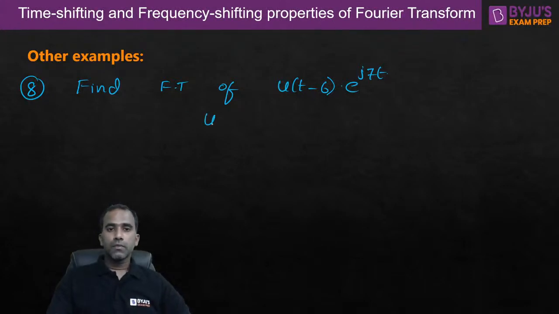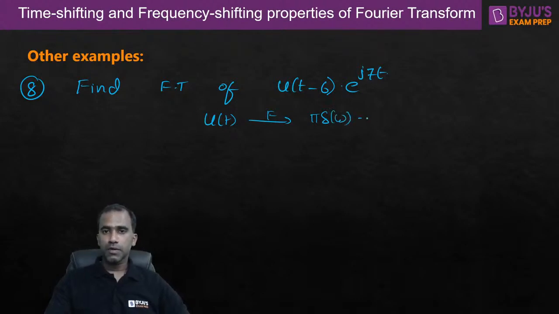So let's do it. u(t). Let's find the Fourier transform of this one. We know the Fourier transform, that's a formula that we have to remember. The Fourier transform of u(t) is a very important formula that we have to remember. It is pi times delta of omega plus 1 by j omega.